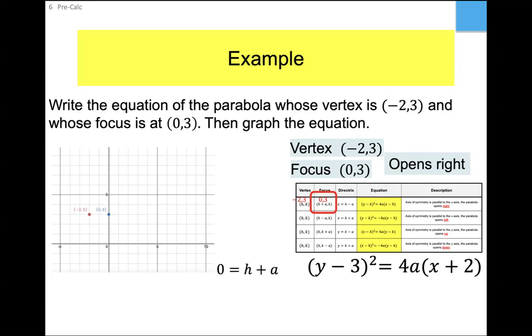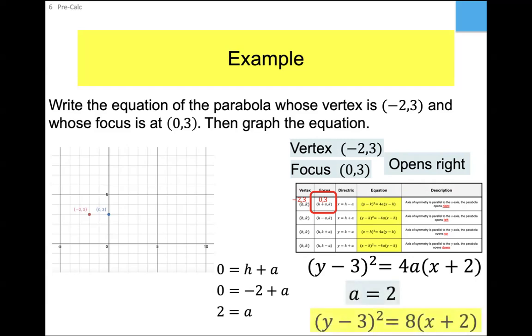And I know what h is. If you look at the vertex, h is negative 2. So I can solve that now for a. Add 2 and you get a is equal to 2. So go over to the equation. Let a be 2. 4 times 2 is 8. Therefore, there's your final equation.